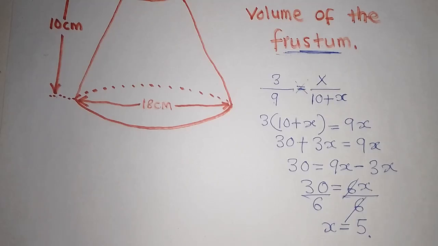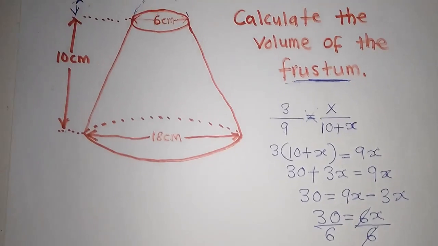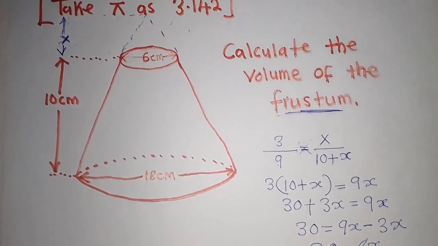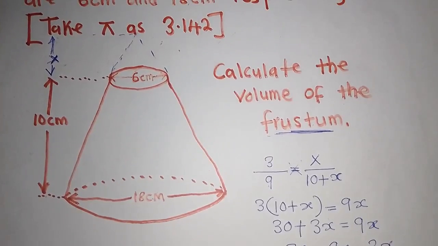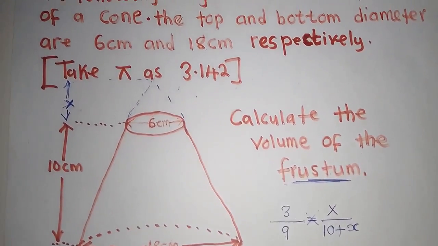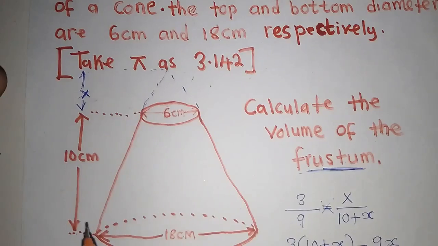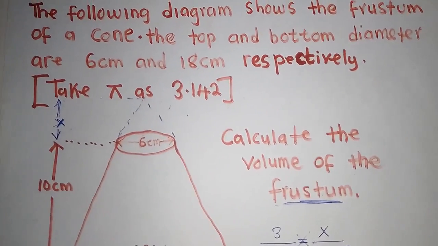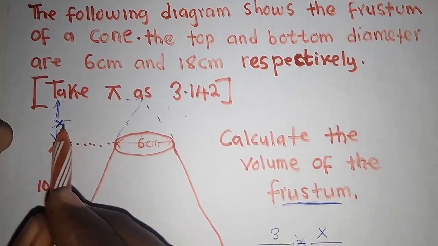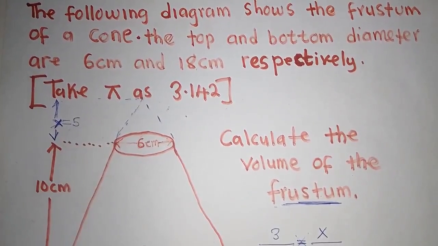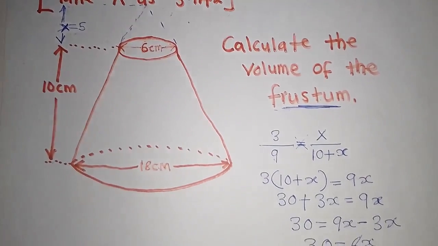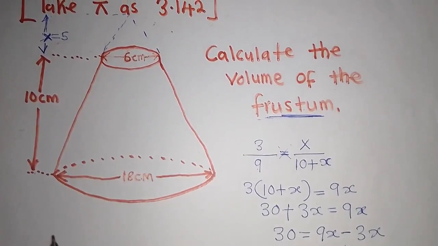Once you find the value of x, everything becomes simple. This is what you need to do. You go back to your diagram, you go back to this frustum. So you know the value of x. What is the value of x? We found the value of x to be what? To be 5. So you say the full data that you are going to have here, this is the data that you are going to have.